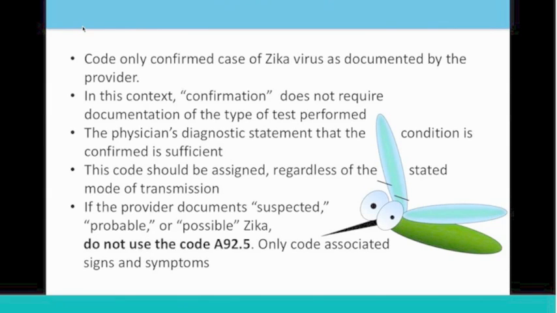For the Zika virus, you're going to only code confirmed cases of the Zika virus as documented by the provider. A clear confirmation does not need to be documented as to what type of test was performed. If the physician says that the condition is confirmed or positive, that is sufficient. If the provider documents suspected, probable, possible, you're not going to use the Zika code A92.5. You're only going to code the associated signs or symptoms, i.e. nausea, vomiting, diarrhea, whatever applies to that particular encounter.